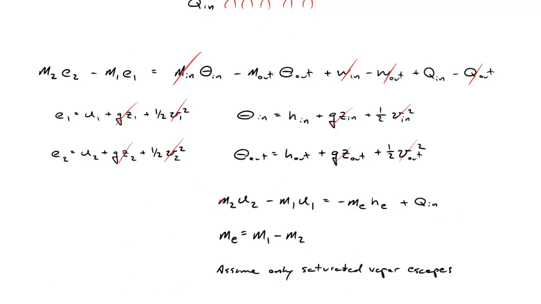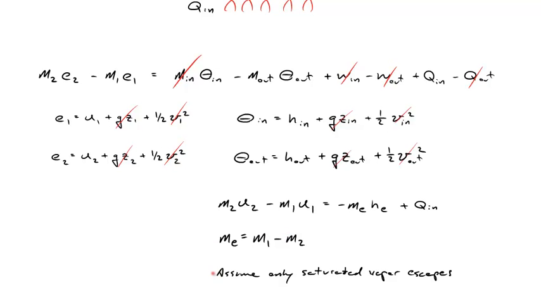So here's a simplified form of it. It simply says the difference between the internal energy of the final state and the initial state is equal to the amount of enthalpy that flowed out of the system plus the amount of heat that entered the system. The amount of mass exiting the system is simply the initial mass minus the final mass.